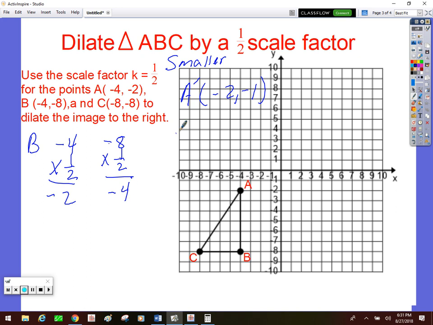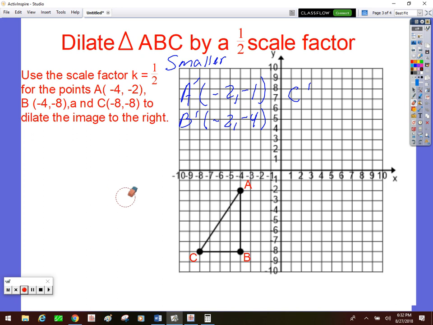Negative 4. All right, so we have B prime is now negative 2, negative 4. All right, let's do C prime and see what we come up with there. So we can erase this. All right, and we have negative 8. Well, I don't really need to do this again because I've already done negative 8, right? We got negative 8. We ended up getting negative 4. So I'm going to be using that. Sometimes if you look at what you did, there's no sense in doing it twice because we've already done negative 8. So there are my new coordinates.